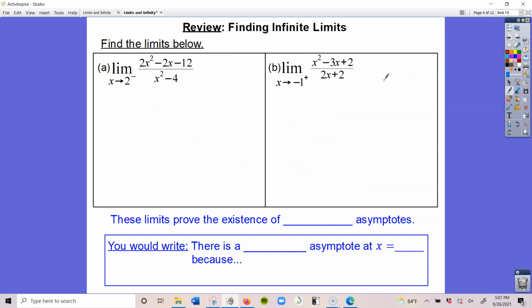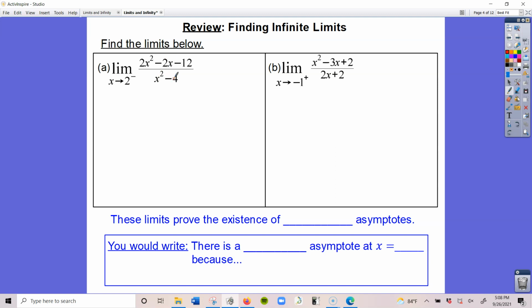So let's review. Here we're going to evaluate these limits. Now we've done these before, but now we're going to use these particular limits as proof of some sort of asymptote. So in order to figure out these limits, if I plug in the 2 for this first one, I would get 0 in the denominator.